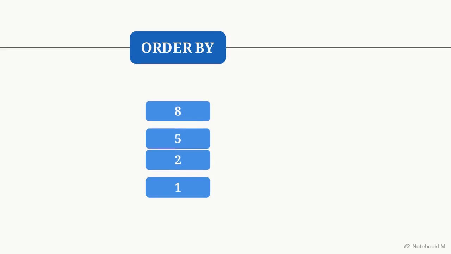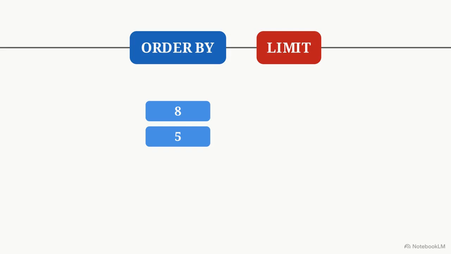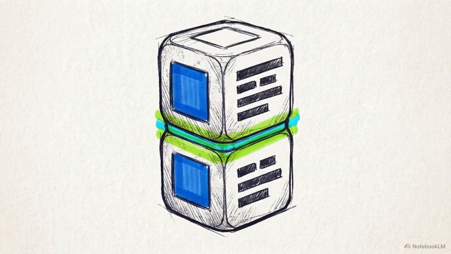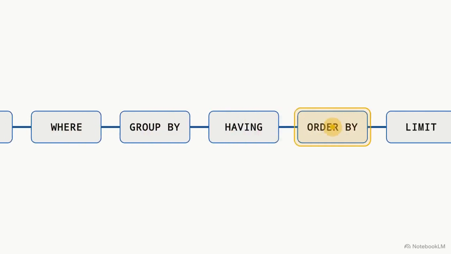Jumping to the very end of our query, we control the final presentation. The order by clause guarantees our sorting order, and the limit or fetch clause physically slices the output, restricting the final volume of rows returned to the user. To make our code modular, we can prepend a with clause to create temporary reusable tables before the main query starts. And if we need to merge the structural results of 2 entirely separate queries together, we append set operations like union between them. This scrolling sequence represents the standard syntax used to communicate with the database engine.